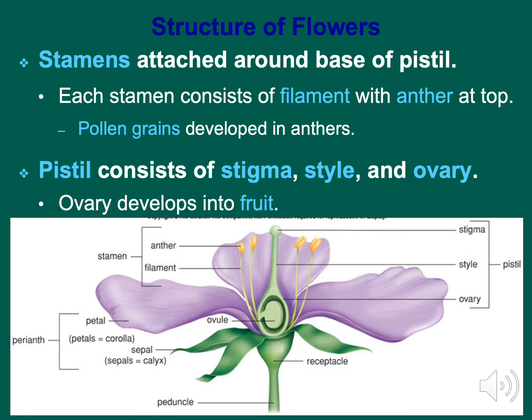The pistil are the female structures of the plant. The pistil is composed of three parts, the stigma, the style, and the ovary. The stigma is the top part, which often is very sticky so that pollen will stick to it. At the base of the style is the ovary, which develops into the fruit.